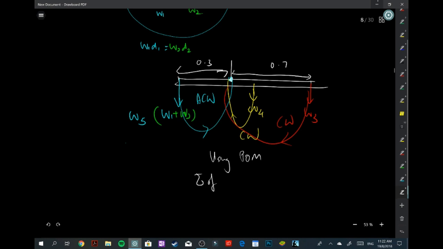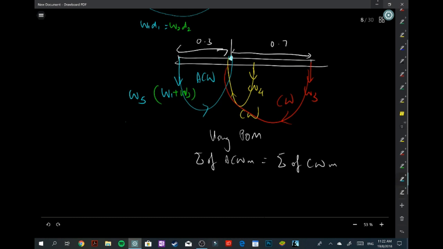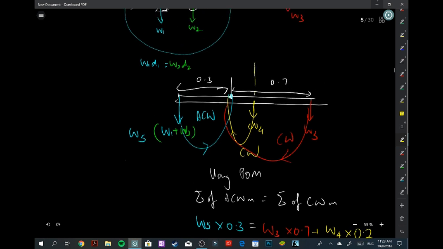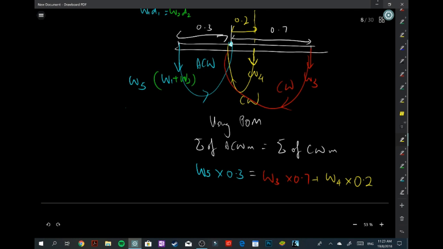sum of anti-clockwise moment equals to sum of clockwise moment. Please don't write shortcut like this during exam. I'm just using it in this video. So we have W5 times 0.3 equals to the red one first. So W3 times 0.7 plus W4 times 0.2. Because the center of gravity, the weight of the beam, will always be at the 0.5 mark. So if that is the case, then this is 0.2. So this will be your answer.